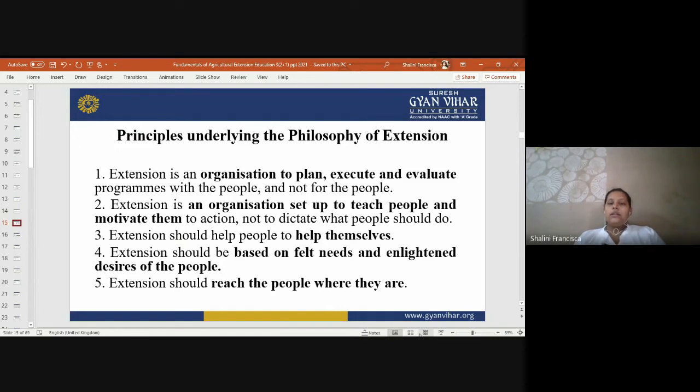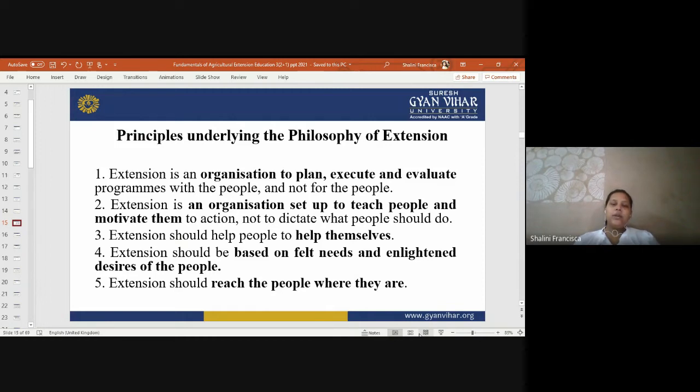Extension is an organization set up to teach the people and motivate them. It's not only about whatever we are thinking and implementing there. It's not like, it's our duty, we have finished. Okay, we were assigned a particular program and we went to the village, we did it and we came out. Whether the people are motivated or not, whether they are following this procedure for further activities of farming or any other purpose, we are not checking. So it is not done like that. So the second fundamental principle is about motivating them.